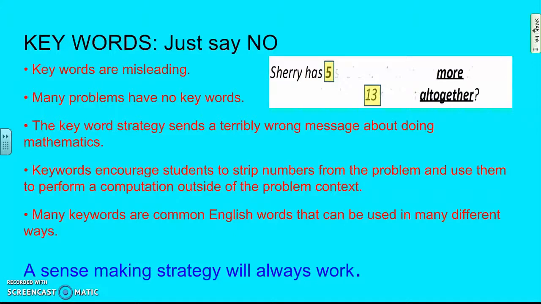Moreover, research tells us that the use of keywords as a strategy for solving problems actually adds to our students' inability to solve those word problems. Keywords encourage students to strip numbers from the problem and use them to perform a computation outside of the problem context, much like the example on the previous slide. Instead of teaching keywords, teach students how to discover the underlying structure of a word problem.